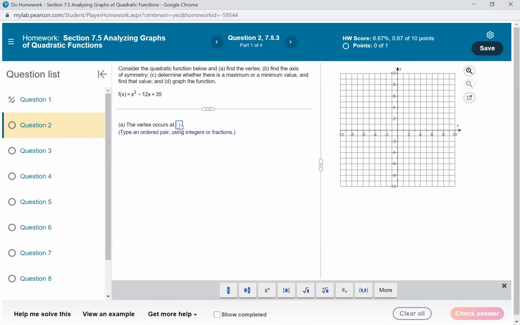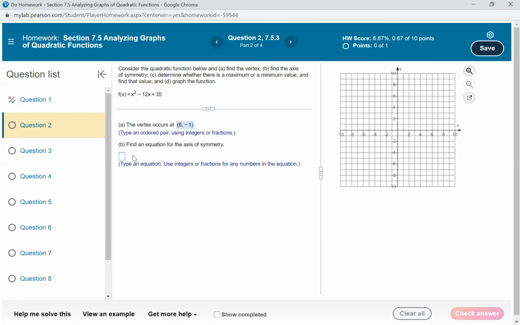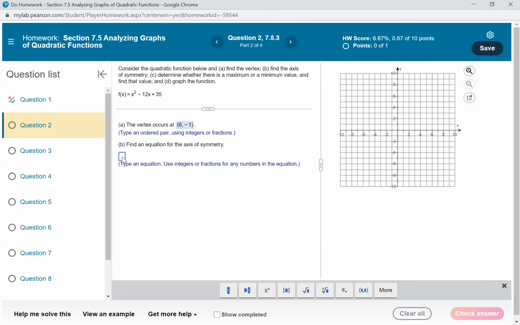So the first thing they wanted was our vertex. Remember, the vertex has to be in parentheses, and we got a 6 and a negative 1. So you put your vertex in. We wanted our axis of symmetry. So remember, that has to be x equals, and let's see, y'all told me that was what, 6. Okay, it's got to have the x equals.